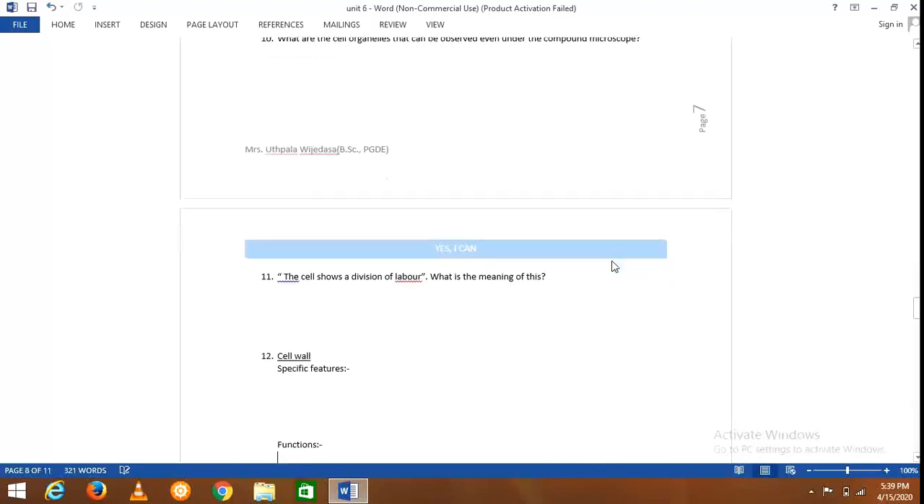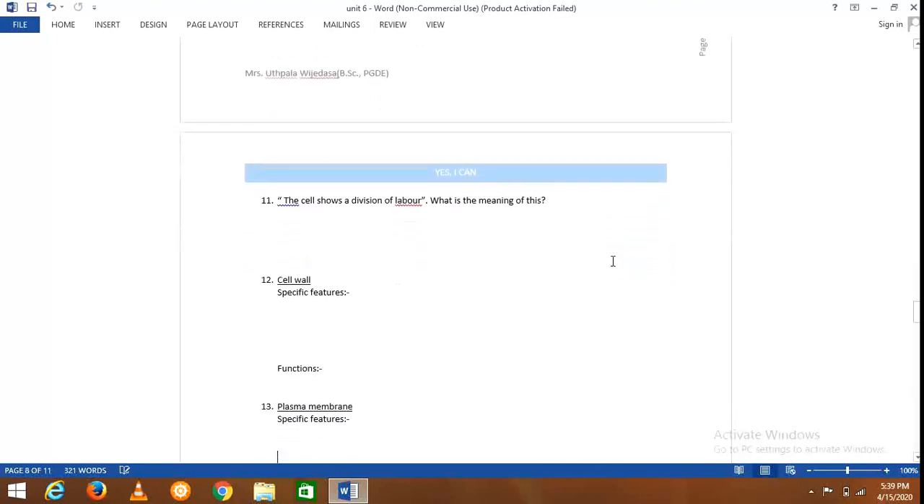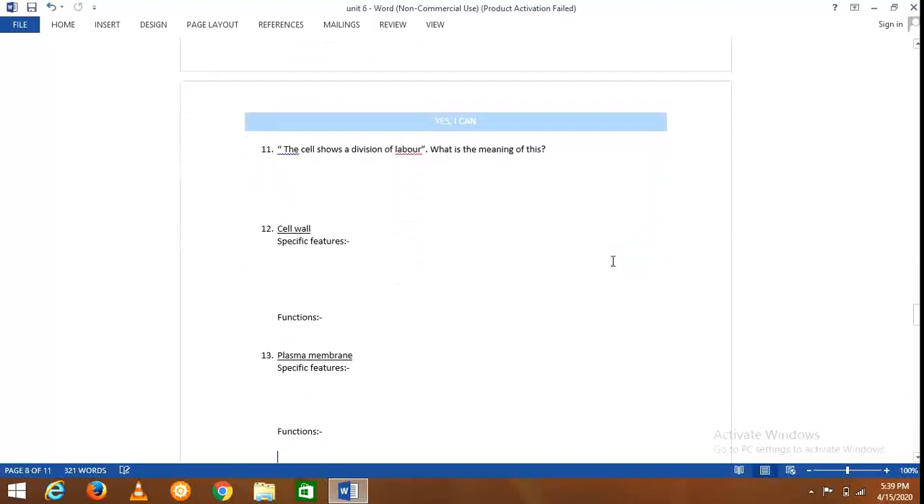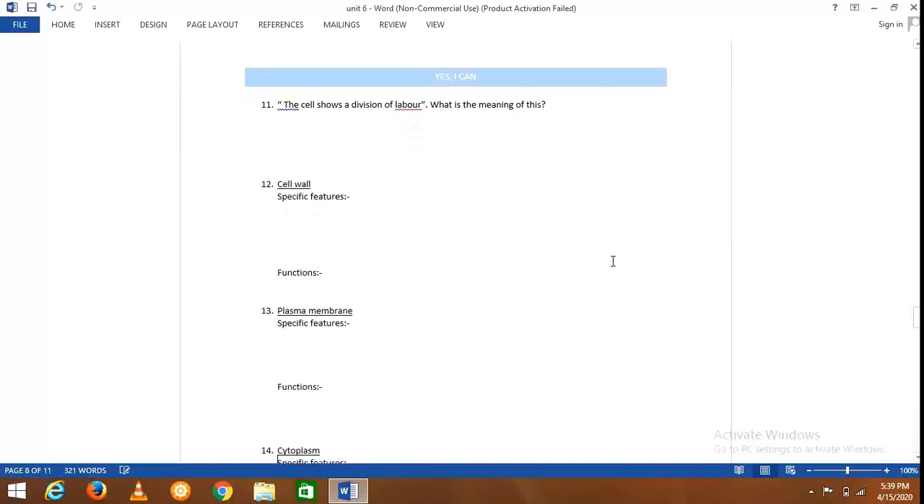Next one, question number 11. The cell shows a division of labor. What is the meaning of this? So next we are going to discuss about the functions of different organelles. So division of labor means different organelles are performing a specific function in a cell. Therefore we call it as division of labor because different necessary functions are divided among the organelles. That is the division of labor.